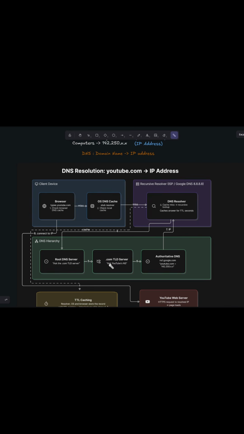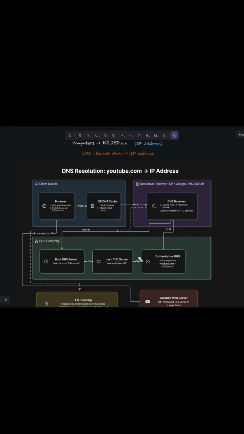The resolver then asks the .com TLD server, and the TLD server says, I don't know the IP either, but here is YouTube's authoritative DNS server. Finally, the resolver asks that authoritative DNS server for youtube.com, something like ns1.google.com, and gets the real answer: YouTube's IP.